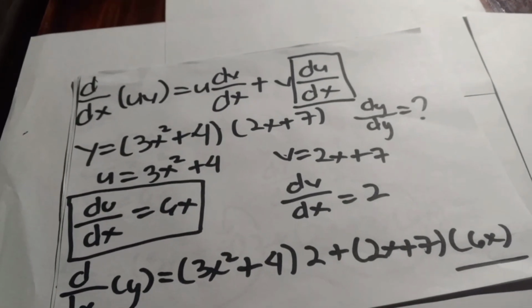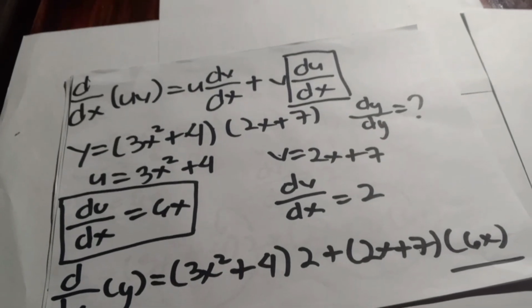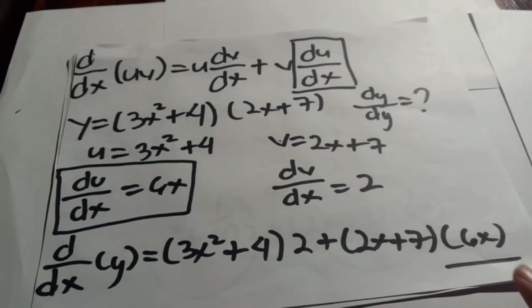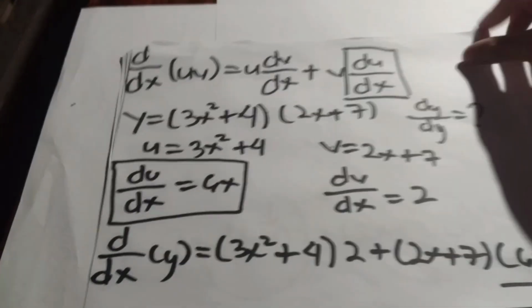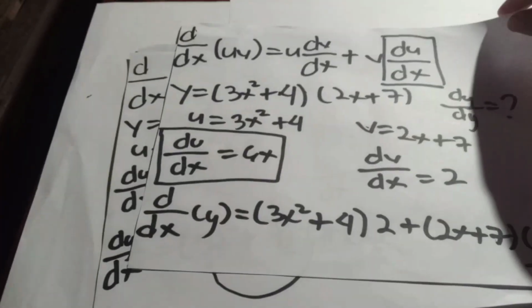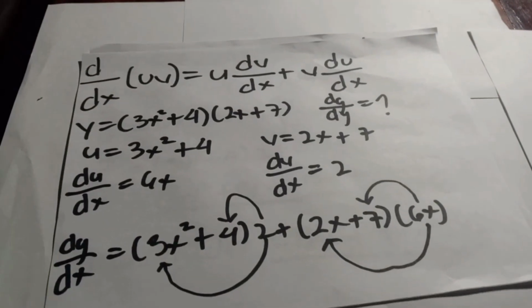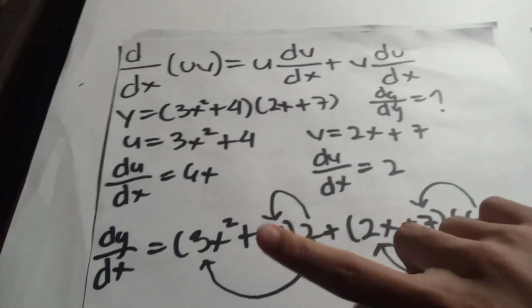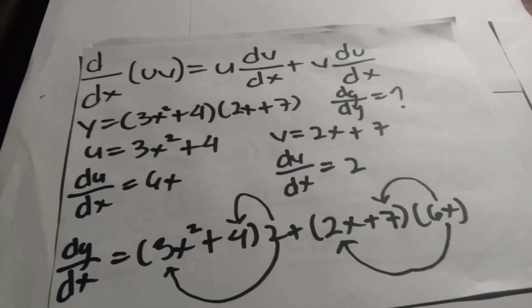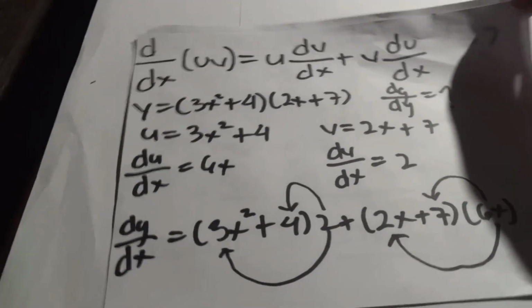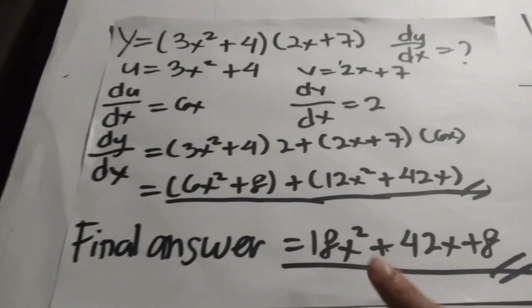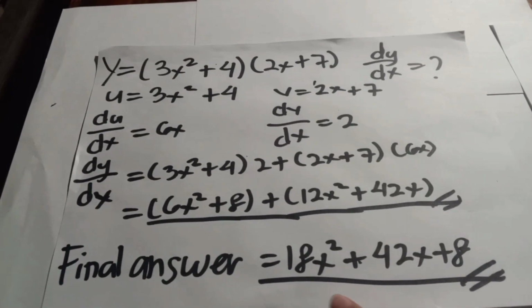And lastly, derivative of u, we have 6x. Now, we have to expand the brackets. Simplify. We got our final answer. And that's all.